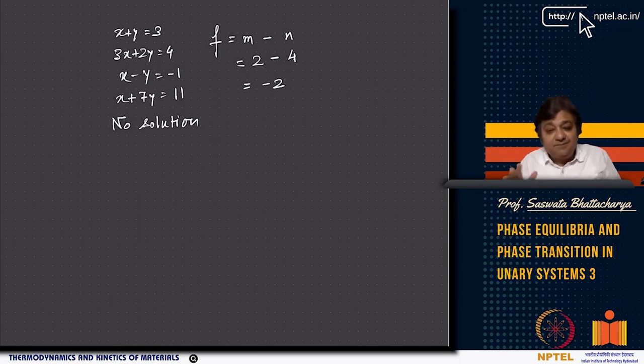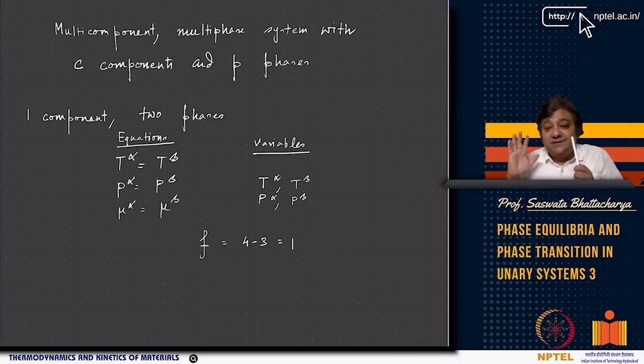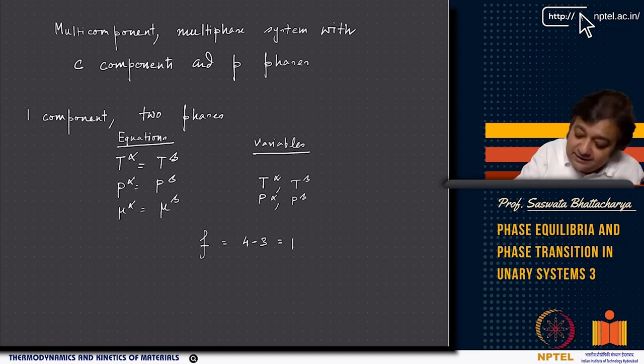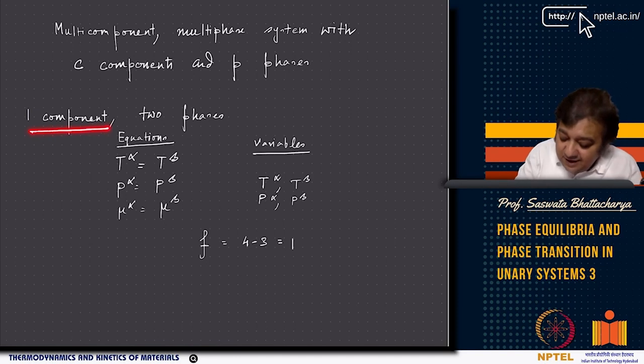So just apply the same concept to a multi-component, multi-phase system. Now, multi-component, remember, we are talking about unary systems, but we will generally define a multi-component system, obtain the Gibbs phase rule, then we will apply it to one-component systems. But as an example, I can take one component in a multi-component system, with two phases.